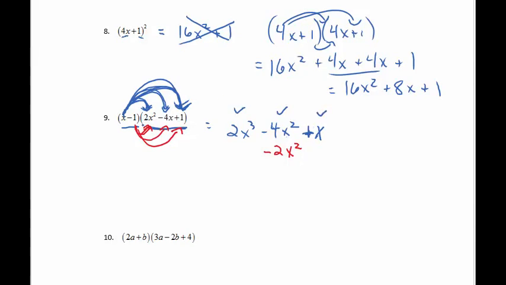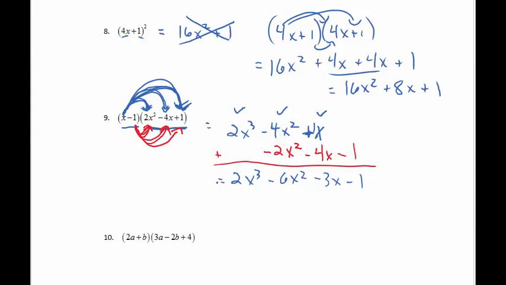Okay, back to the -1. Now I'm going to do the red guys. -1 times 2x squared is -2x squared. Notice I'm going to line it up under the x squared term here, because if I do that, then I can just add them together a little bit easier. -1 times 4x is -4x. Again, I'm going to line those up right there. And then finally, -1 times +1 is -1. Now this makes it a little bit easier to combine like terms. I'll go back to blue for my answer: 2x cubed minus 4x squared minus 2x squared is minus 6x squared, 1x minus 4x is minus 3x, minus 1. That's my answer for that one.